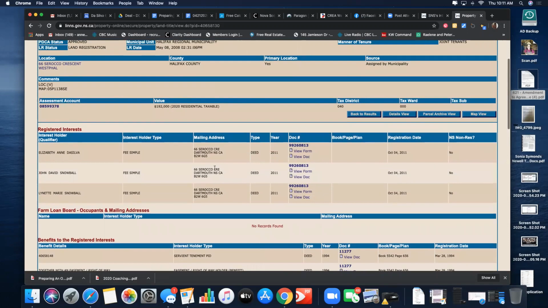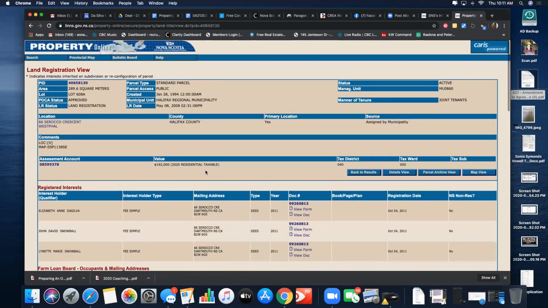But the first red flag as the buyer's agent is making sure that you are checking that the people are there, the names are spelled correctly, and who you are writing this offer to, okay? Everybody good with that?